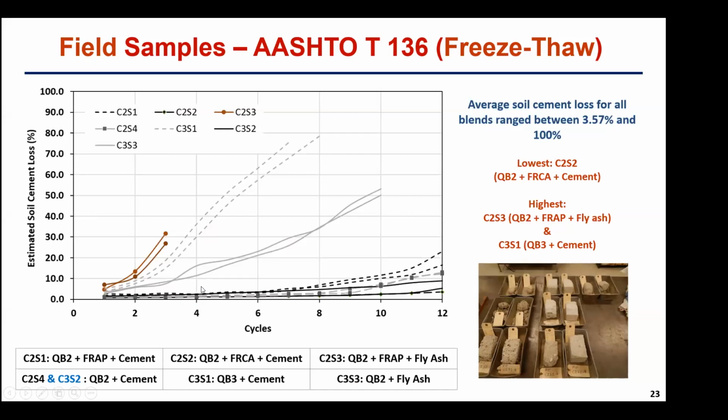So to show the results more comprehensively, again, at the different number of cycles and how the soil cement loss continued or happened with time, you can see here at the bottom are the different combinations, mostly the ones that have QB2 with cement, while here on the top you have the ones that have QB3 or QB2 and fly ash. So this is again another conclusion here, that QB2 was more durable than QB3, and also the same conclusion again, which is that fly ash was much, much less durable than samples that had cement.